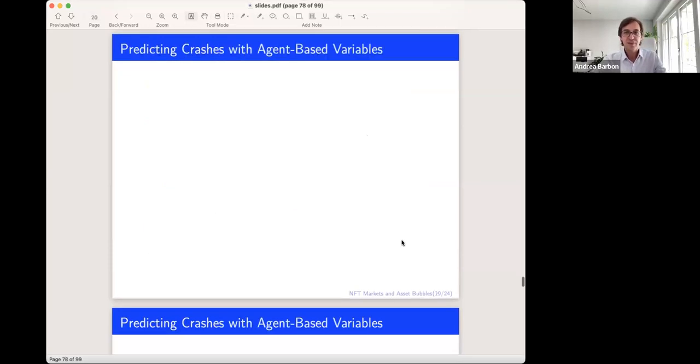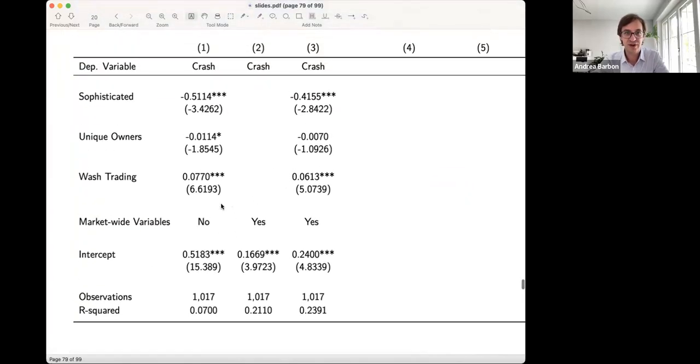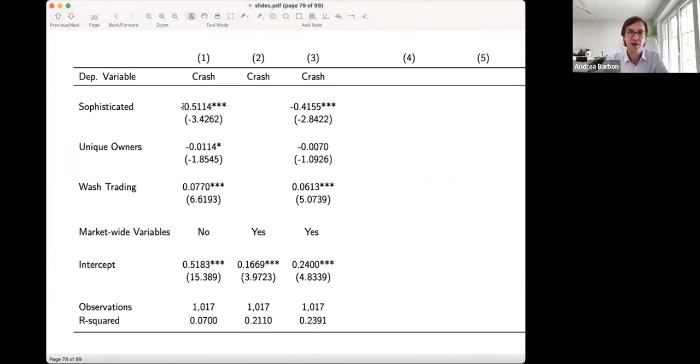All right, so now let's use these agent-based variables to predict crashes. Here it is. I will try to make it a bit bigger so you can actually read it. In the first column, we just use these new variables: the number of sophisticated agents, the number of unique owners, and the wash trading. We can see that if there are more sophisticated agents participating, then this reduces significantly the probability of a bubble or a crash going forward. It seems like these sophisticated traders are actually able to self-select themselves in the good price run-ups, those that will continue afterwards. So they're not buying into bubbles.